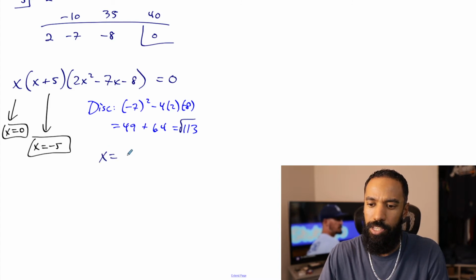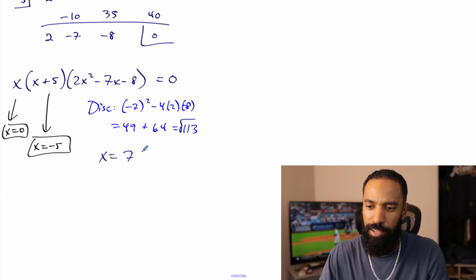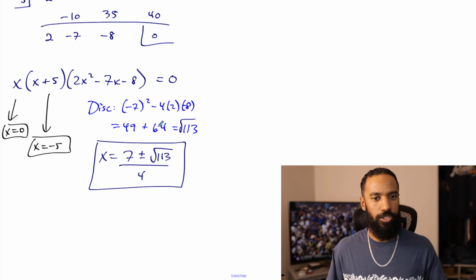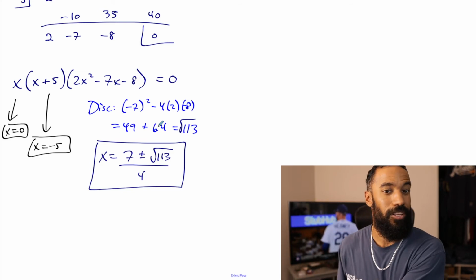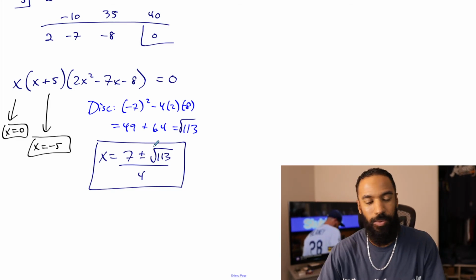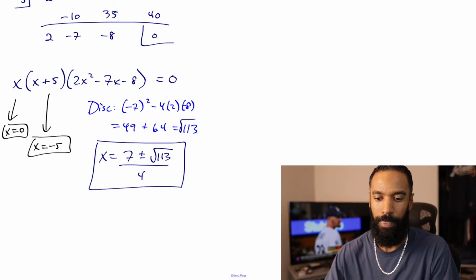So let's figure it out. x equals -b, the opposite of -7, plus or minus the square root of b squared minus 4ac, all over 2 times 2. 2a is 4. Those are the other two. The quadratic formula is all it was. I used the discriminant portion to test, and then I just wrote out those last two answers, and that's it. That's kind of nice.